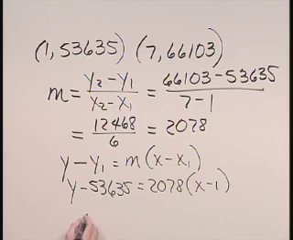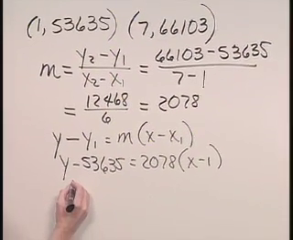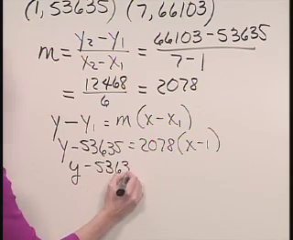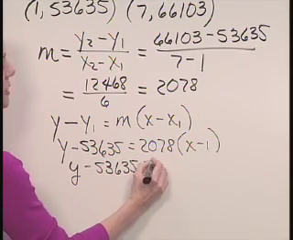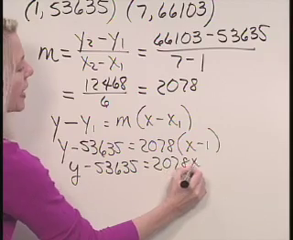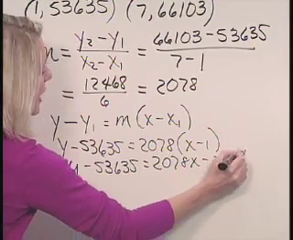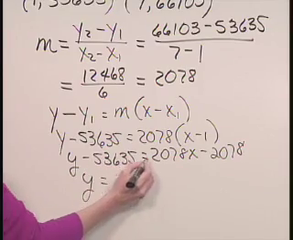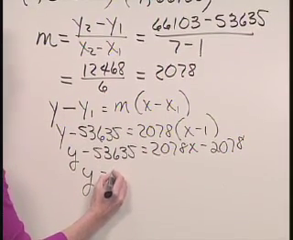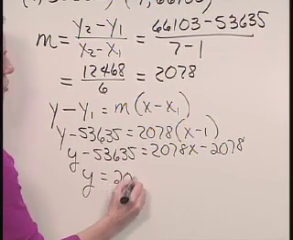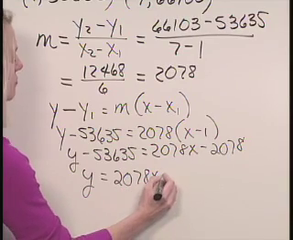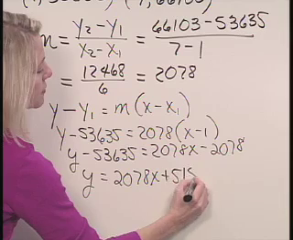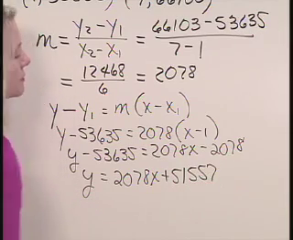Now what we'll want to do is distribute the 2,078 over the set of parentheses, so we get 2,078x minus 2,078. And now it's a matter of adding the 53,635 to both sides, giving us y is equal to 2,078x plus 51,557.